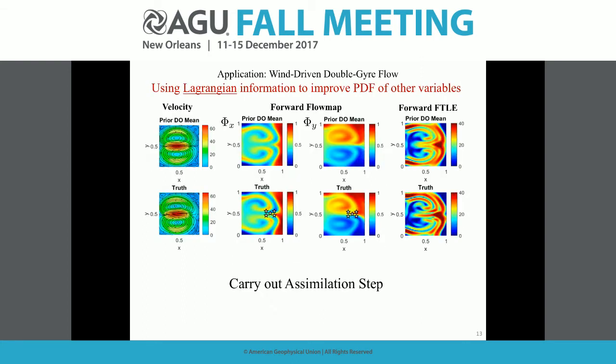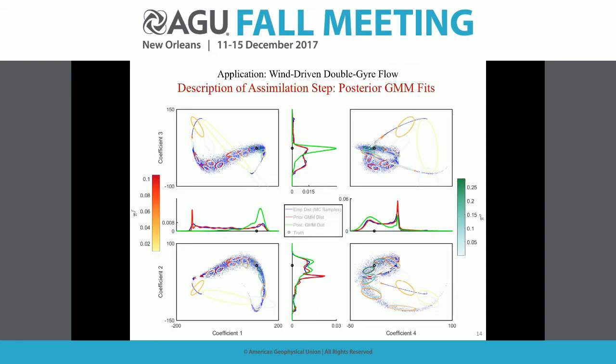So the first test case that I show is where I have only observations in the flow map, essentially corresponding to positions of multiple drifters, which are marked by the star mark. Once we have observations, we can find the likelihood and then perform the Bayesian update, and we can do this essentially in the subspace. Here I mark the posterior by the green lines. You can see the green contours marking the posterior GMM fit essentially moved towards where the true coefficient is, which is marked by the black circle.